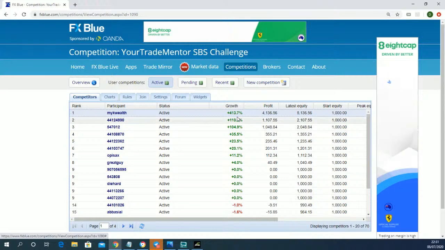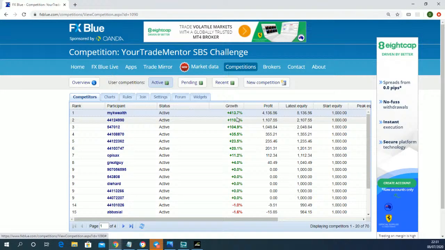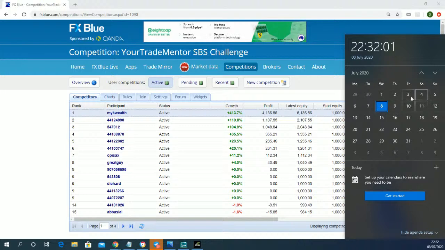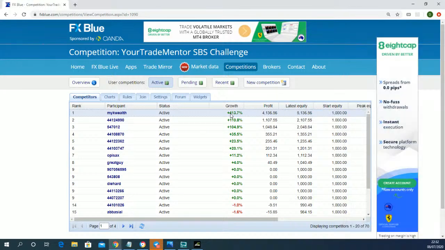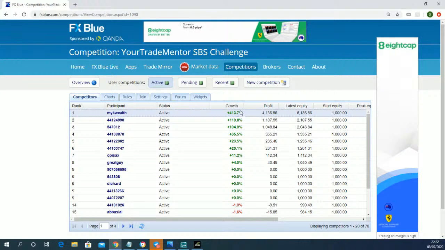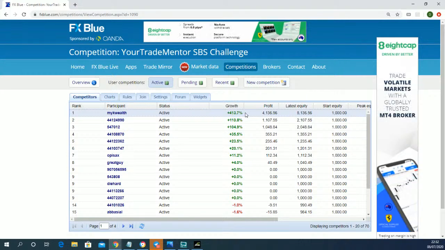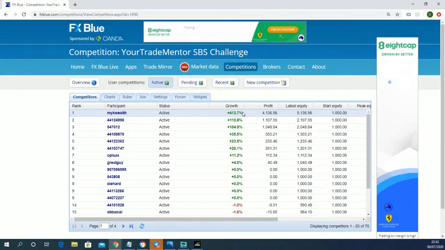So what does that mean? He has multiplied his account 4 times in just 7 days. Today is the 8th, and we started on the 1st. So we traded Wednesday, Thursday, Friday, 3 trading days, Monday, Tuesday. So in 5 trading days, these guys have gained 400%. So that is 80% per day. No, sorry, 50% per day, probably around 50% per day or more.